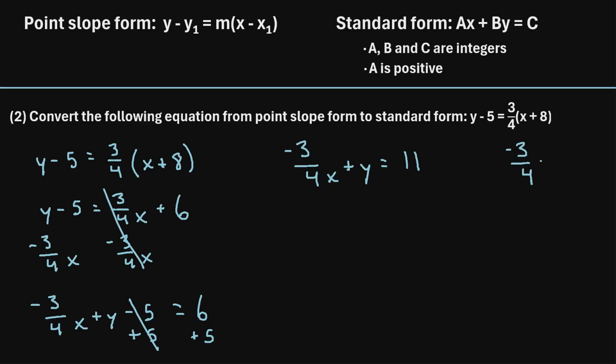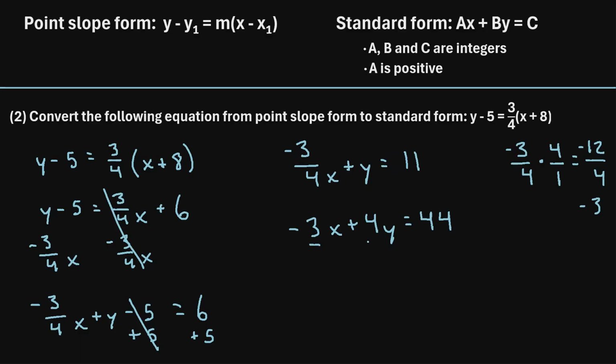Negative 3/4 times 4 over 1. If we multiply straight across, we get negative 3 times 4 is negative 12. 4 times 1 is 4. So negative 12 divided by 4 is negative 3. So if we just multiply each term by 4, here's what we get. This term becomes a negative 3. So we have negative 3x plus, this would be 4 times y, which is 4y, is equal to, here we have 11 times 4, which is 44.